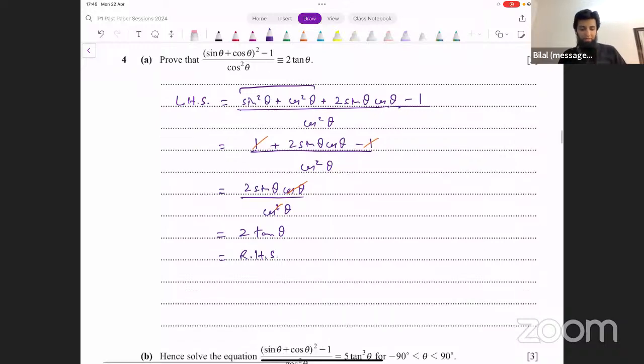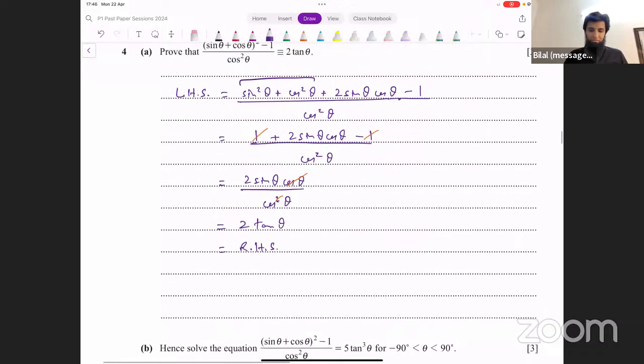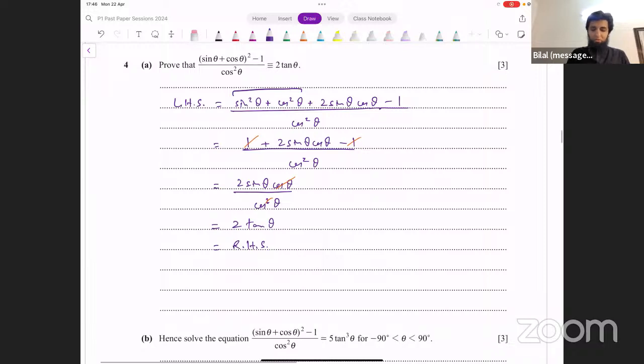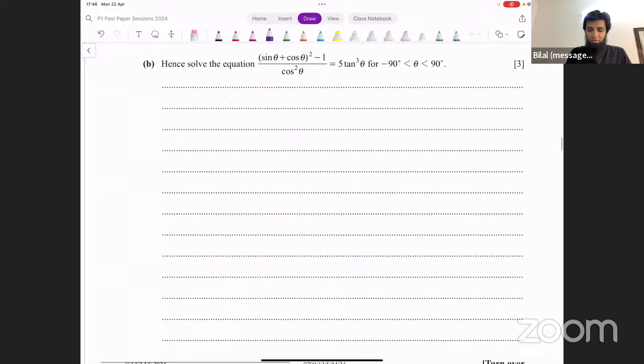Okay. Now it says, hence solve this equation. What's similar in this equation to what we have done in the first part? The left part of this equation is exactly this thing. We have simplified that to 2 tan theta already. So you can write this equation as 2 tan theta equal to 5 tan cubed theta. That's the equation that you get from this. That's from minus 90 degrees to plus 90 degrees. That's the interval that we're given.